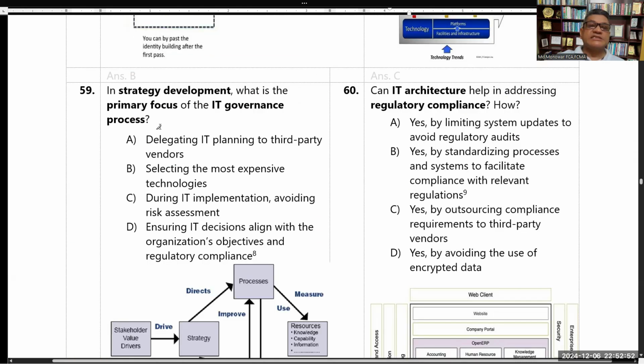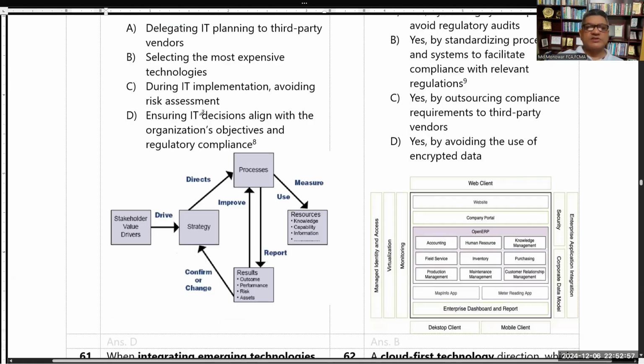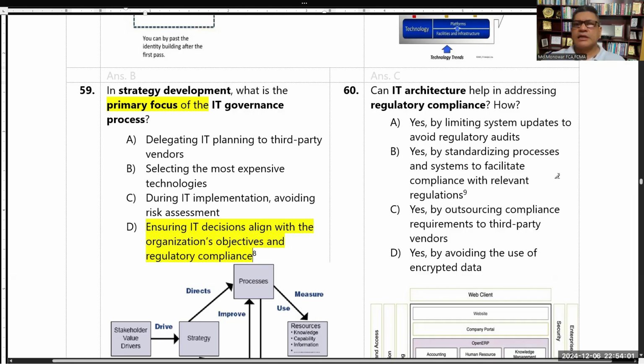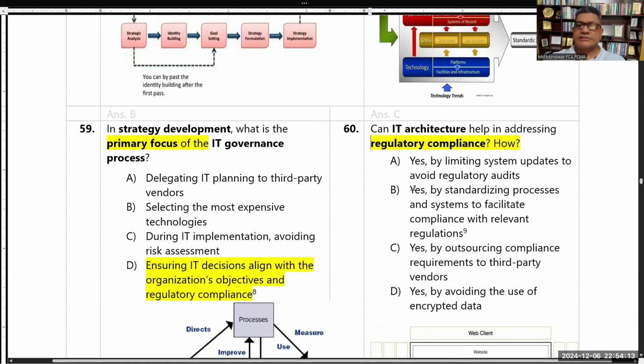Answer C. In strategy development, what is the primary focus of the IT governance process? So the primary focus of the IT governance process in strategy development is ensuring IT decisions align with the organizational objectives and regulation. Answer D. Can IT architecture help in addressing regulatory compliance? If yes, how? Yes, by standardizing the processes and systems to facilitate compliance with the relevant regulation.